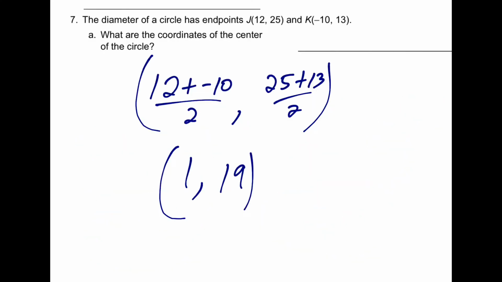For 7, we look at what the definition of a diameter of a circle is, and that's a line that crosses from one endpoint to another. So we can take the midpoint of these two coordinates, add up the x's divided by 2, add up the y's divided by 2, and we get this coordinate 119 as the center of the circle.